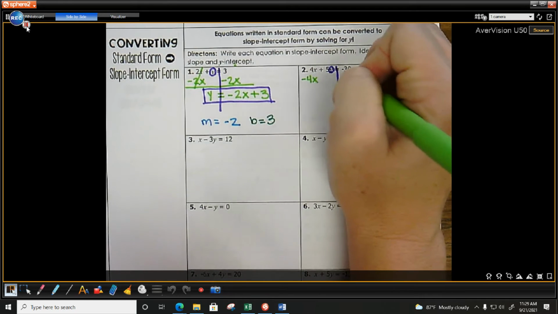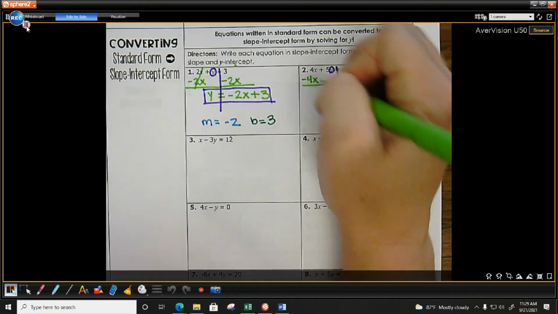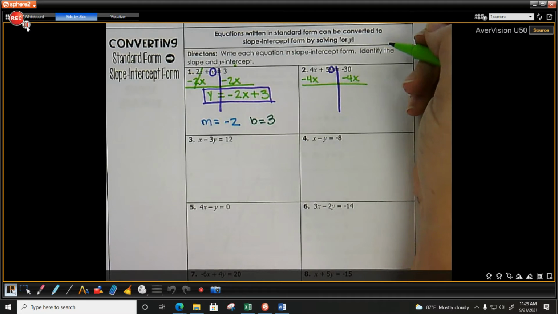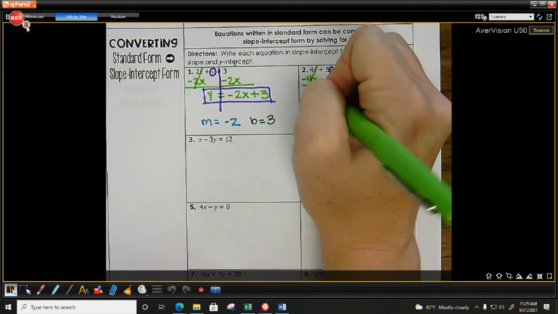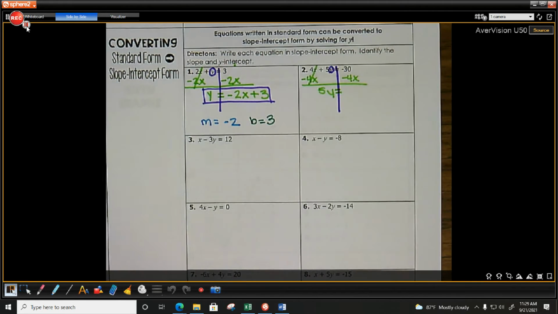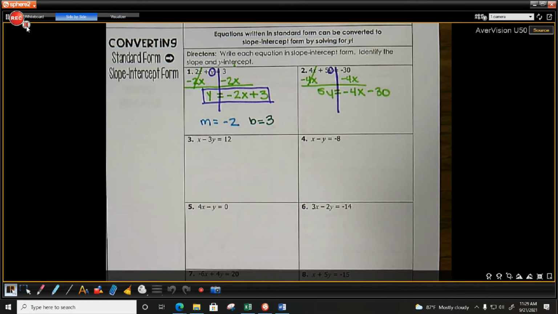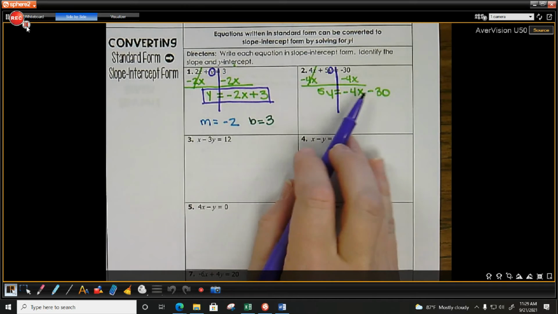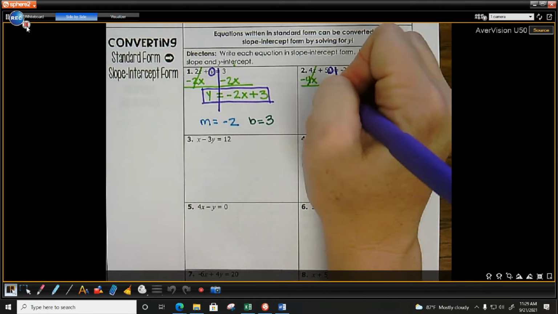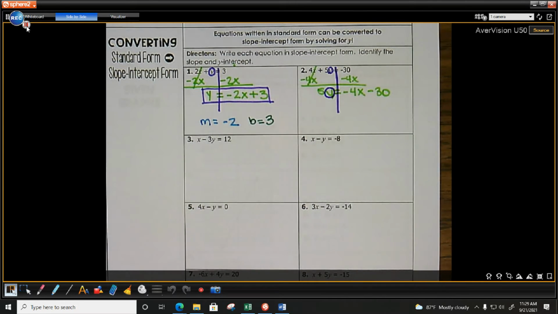What's 4x minus 4x? They cancel out, and I have 5y equals what? So which order should I write it in? Negative 4x minus 30. They are not like terms. This is my x term, that is my constant term. Y is not by itself. What's with the y? A 5. How is the 5 with the y? What operation? What's the opposite of multiplication?